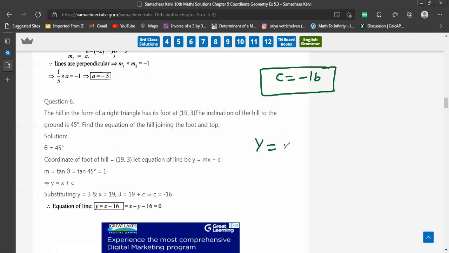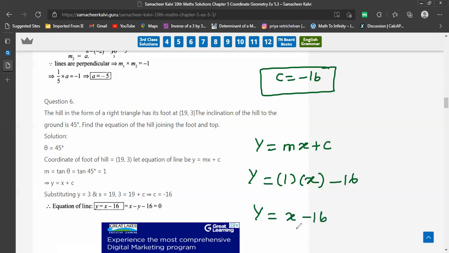So y is equal to mx plus c. So y is equal to 1 into x plus c. C is 16. Y is equal to x minus 16. So you can rewrite this as x minus y minus 16 equal to 0. Can you follow this? Yeah.